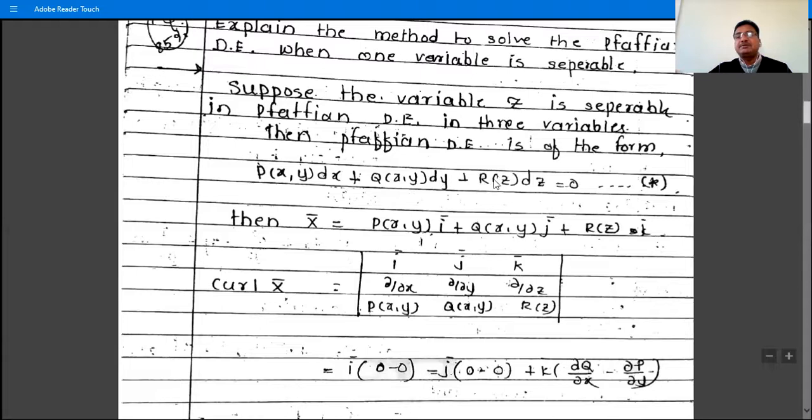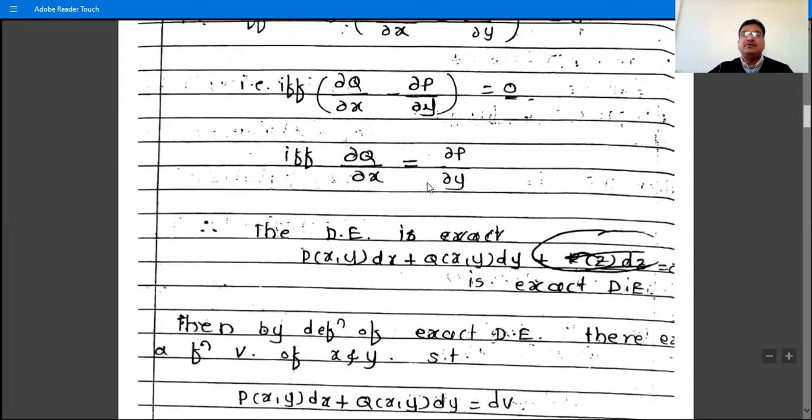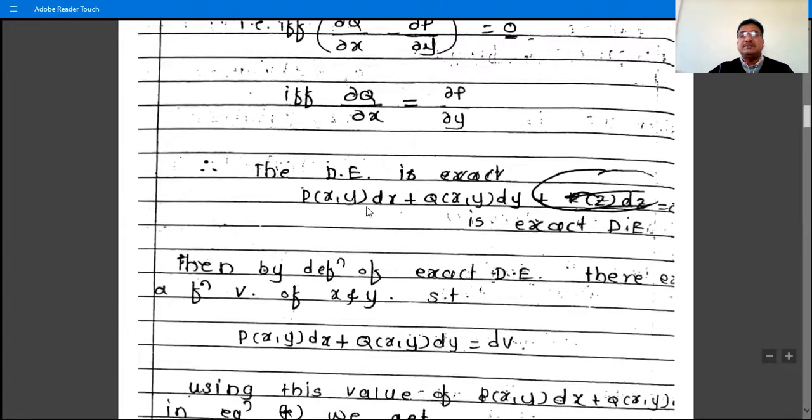So rz is not necessarily 0, and therefore we have ∂q/∂x minus ∂p/∂y is 0, and therefore ∂q/∂x is equal to ∂p/∂y. And therefore the differential equation pxy dx plus qxy dy is equal to 0 is an exact differential equation, because this is the condition of exactness. Write: the differential equation pxy dx plus qxy dy is equal to 0 is exact.